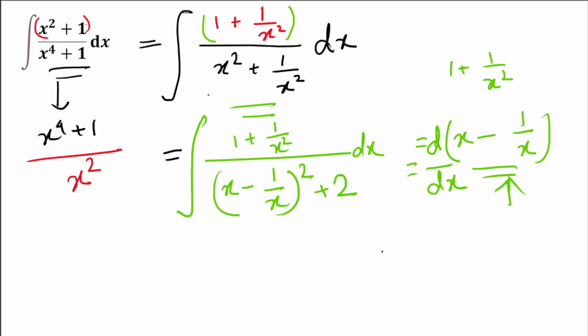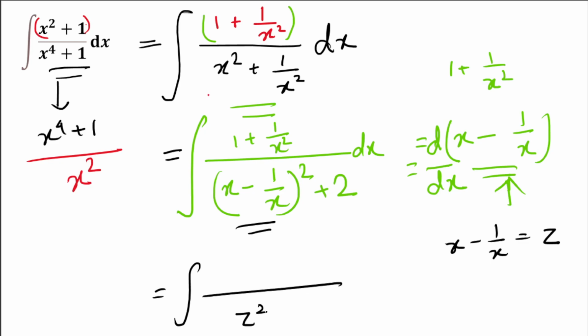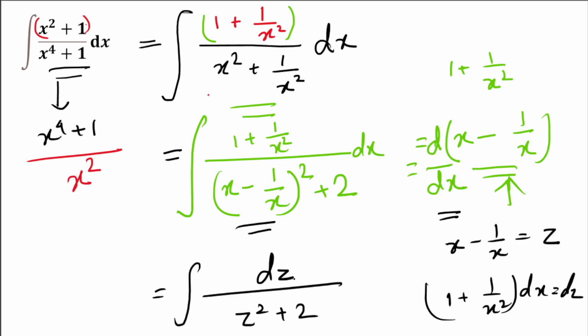Now we have all the basics ready. Now we can take this term, that is x minus 1 by x equals to z, right? Now if we do that, then it will be z square plus 2. Now what will happen? We already have seen this, right? So this is 1 plus 1 by x square dx equals to dz, right? Now we have this dz, it's common here. So we have expressed this whole thing in a certain way, right?